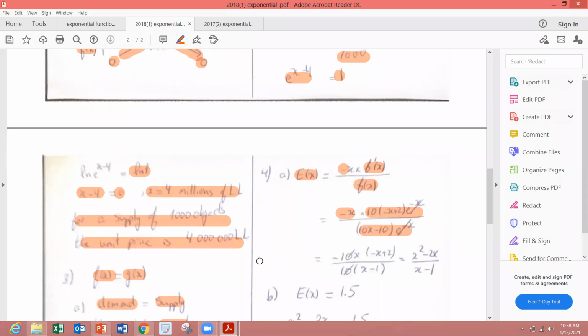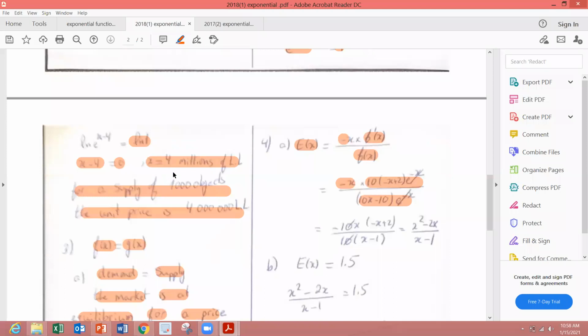Any questions still here, guys? No. e to the minus x and e to the minus x simplify. Then I take 10 common in the denominator: 10 times x minus 1, since 10x minus 10 has 10 in common. The 10 and 10 simplify. We get minus x times minus x, which is x squared, and minus x times 2, which is minus 2x, over x minus 1.